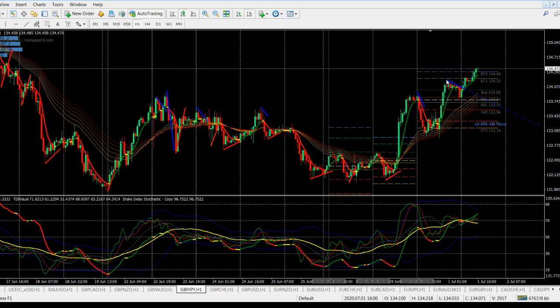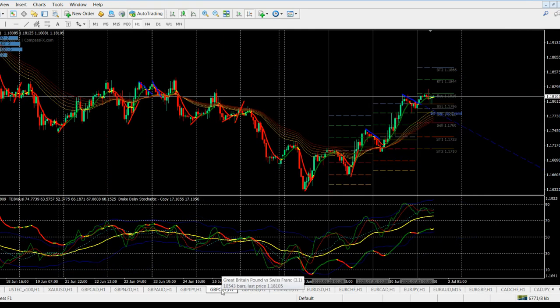And then also we have GBPCHF. So this was GBPJPY. GBPCHF, sort of same thing almost happened. For those familiar with the head and shoulders pattern, like I said, as a home trader, you want to keep your stuff simple. Simple, simple, simple. Simple pays.